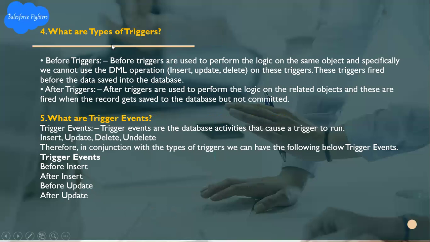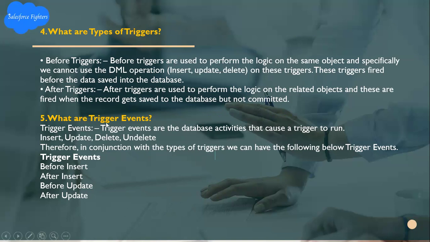Next question: what are the types of triggers? Before triggers are used to perform logic on the same object, and specifically we cannot use the DML operations insert, update, delete in this trigger. This fires before the data is saved into the database. After triggers are used to perform logic on related objects. These fire when the records get saved to the database but not committed.